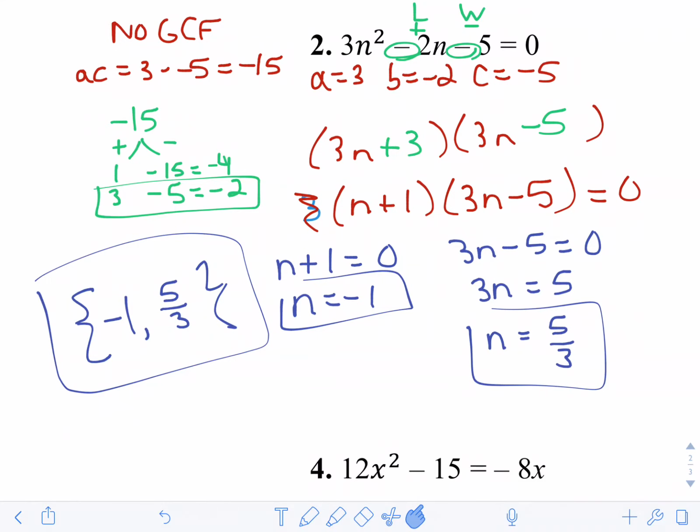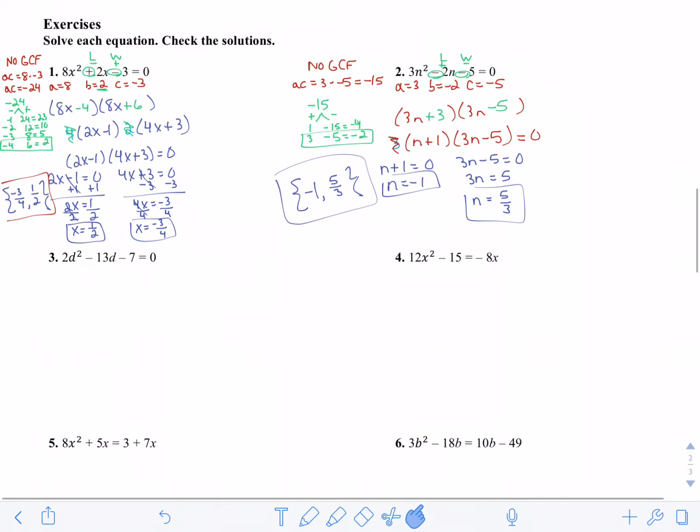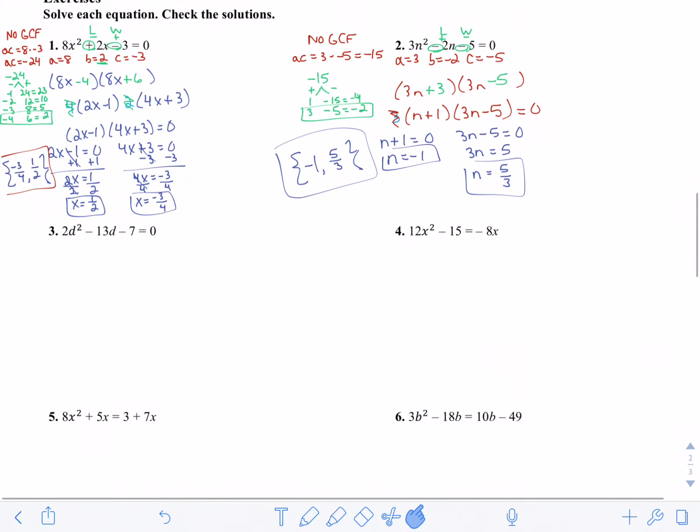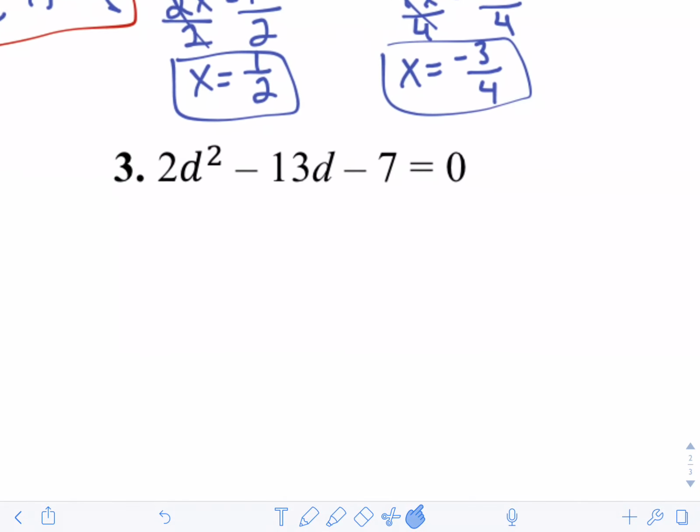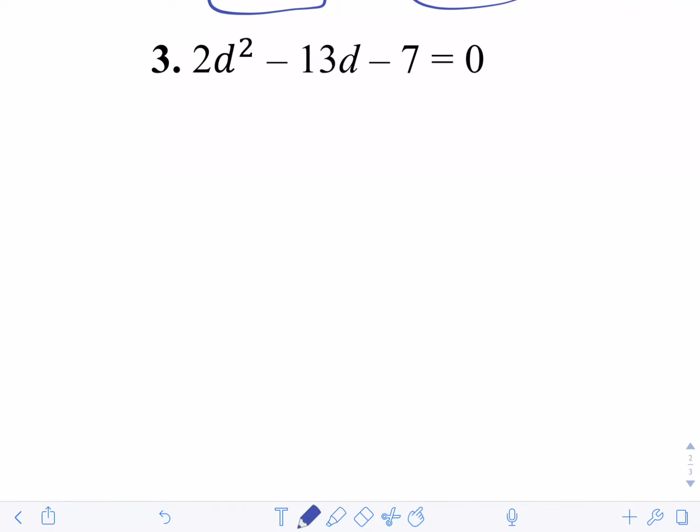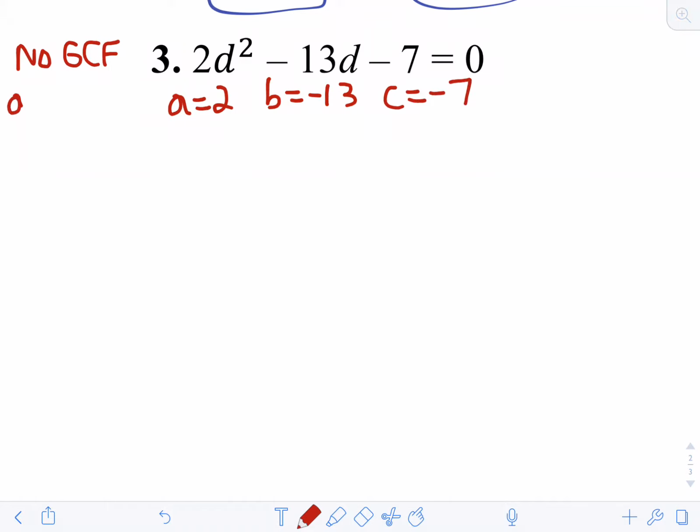All right. Next one, number 3. So number 3 again, first step is to pull out a greatest common factor. There is no greatest common factor here, so I'm going to write no GCF. Then we're going to write A equals 2, B equals negative 13, C equals negative 7. AC method, so we have 2 times negative 7, so AC is equal to negative 14.